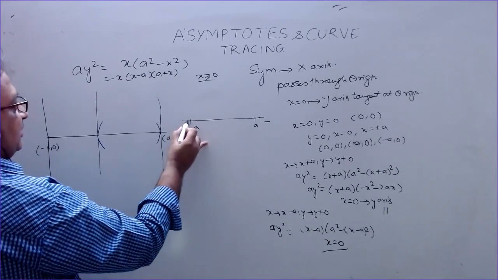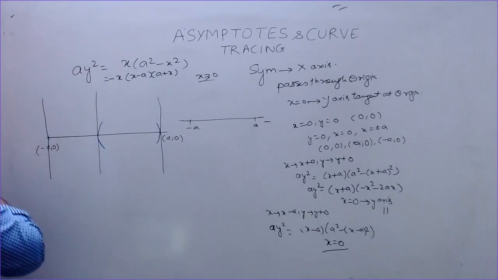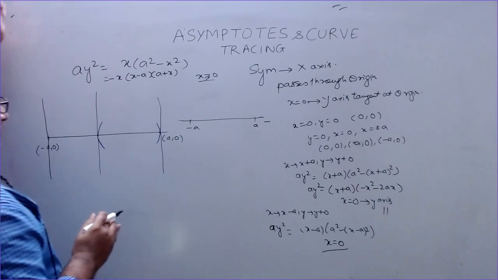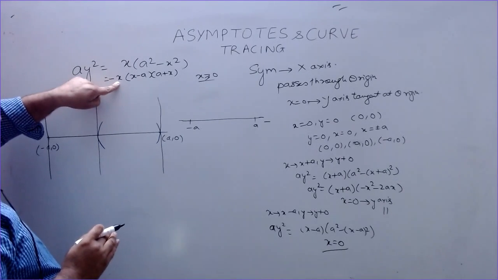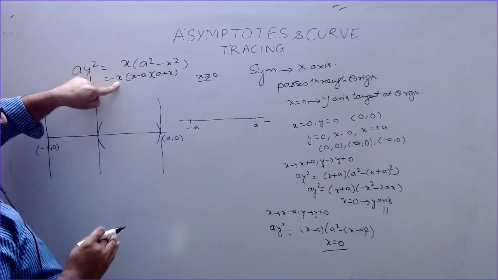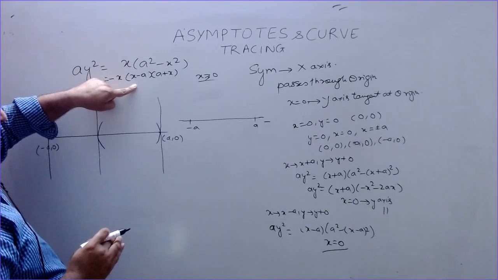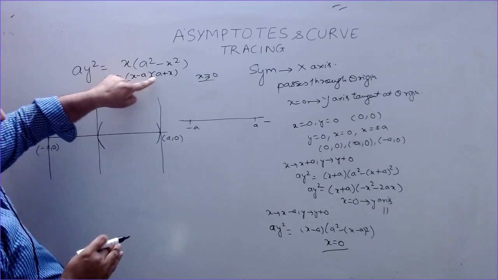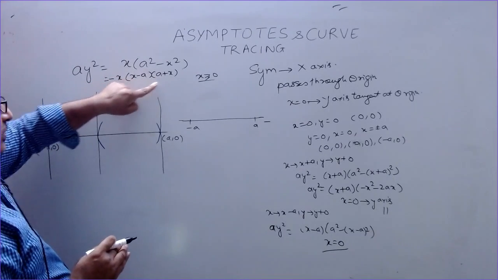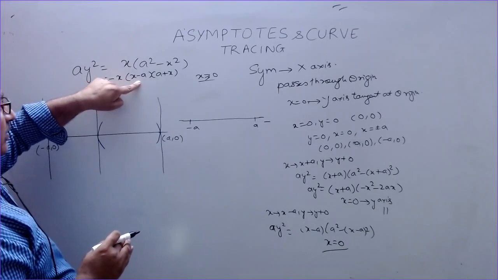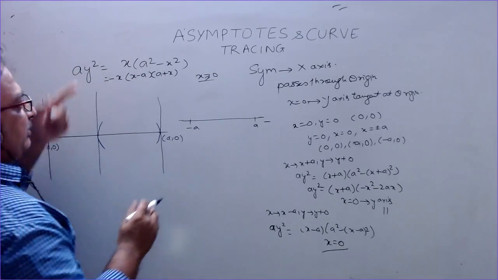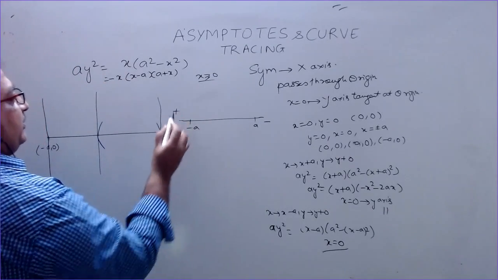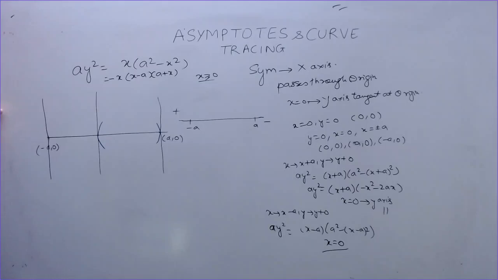If x is less than minus a, on this side, then minus x will be positive. Suppose x is minus 2a, this term is negative, and a minus 2a is negative. So plus, minus, minus, plus, overall it will be plus, so here it is positive. So the curve is existing on this side.